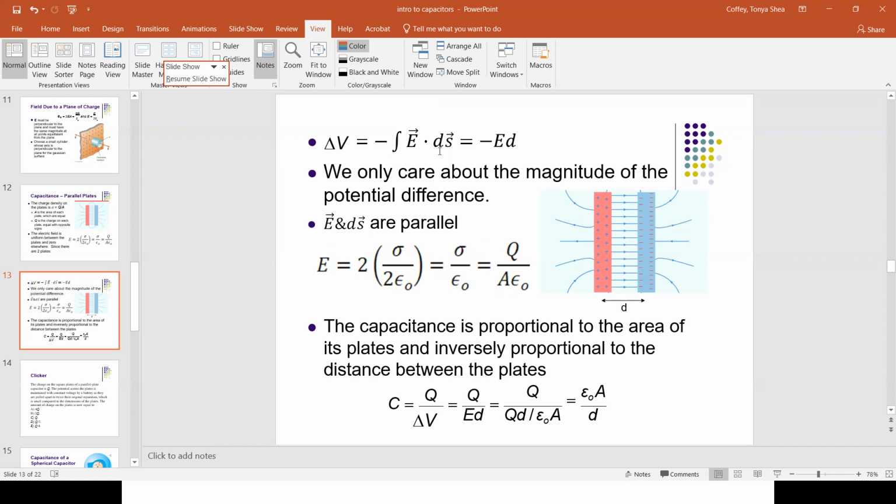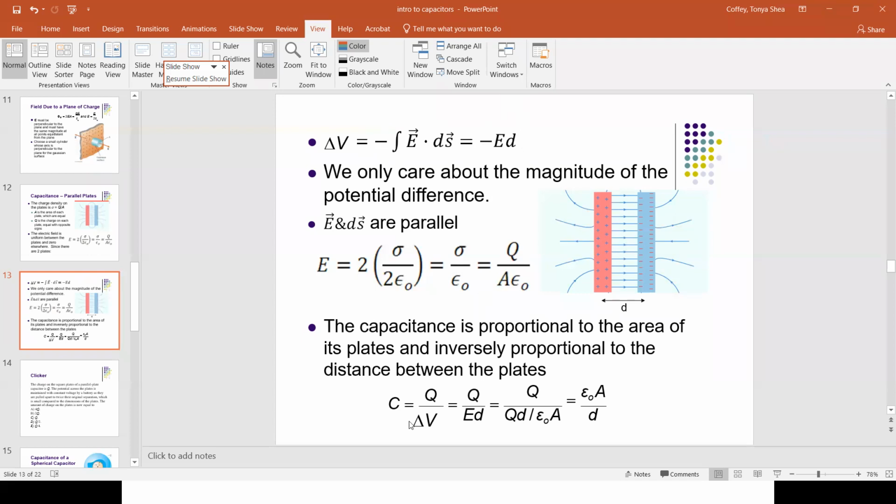So that's actually a very straightforward integral. E is a constant. Our electric field is a constant, so I can bring it outside. And the dot product just gives us cosine of 0, which is 1. So that goes away. And so we just end up with the negative E times the integral of ds. And when we evaluate ds, the path length there is d. So we just get minus Ed. Now we only care about the magnitude of this potential difference because C is equal to Q over delta V is always going to give us a positive number. Capacitance is always positive. So we take that absolute value.